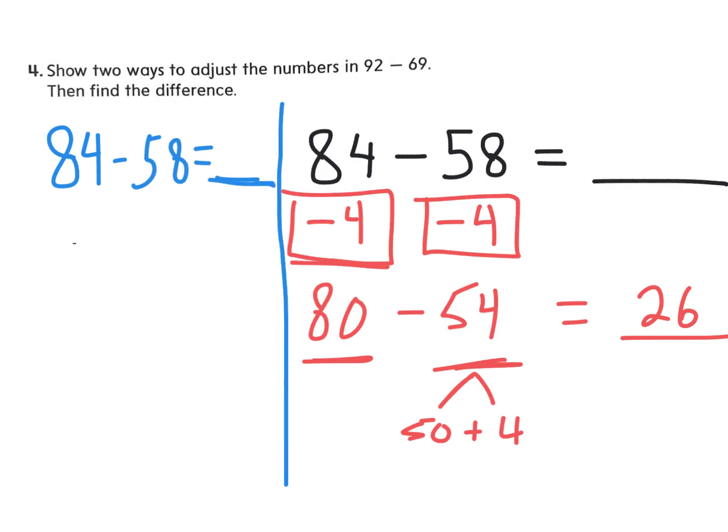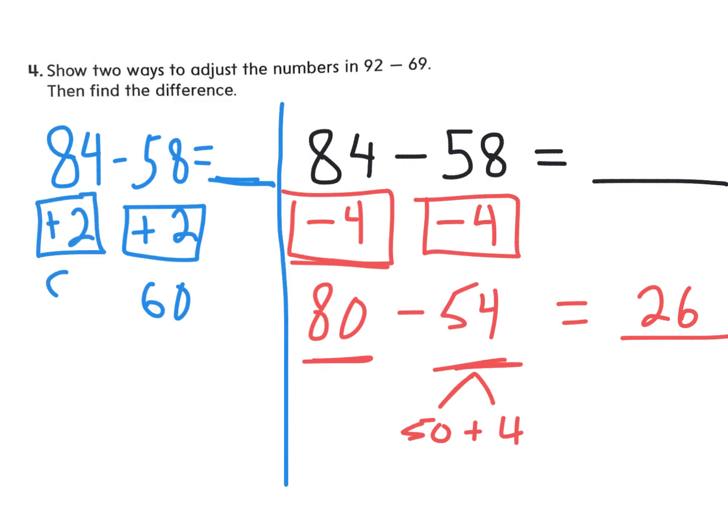So I notice, again, looking at these numbers, that 58 is pretty close to 60, actually. So I'm going to adjust 58 up. And now I have 60 down here. Now if I adjust the 58 up, I also have to adjust the 84 up by that same amount, which was plus 2. And now I have 86. So now my new subtraction problem is 86 minus 60, and that is certainly a whole lot easier to figure out than 84 minus 58. And again, your students can figure this new subtraction problem out in whatever way is easiest to them.